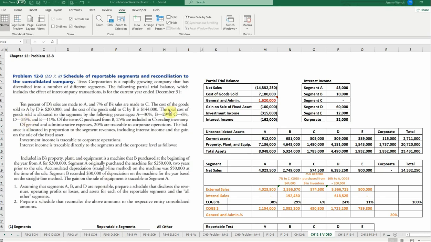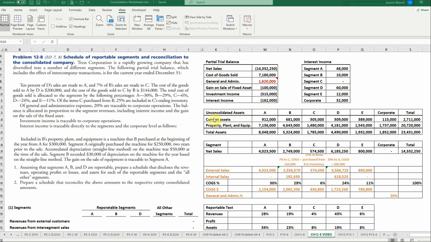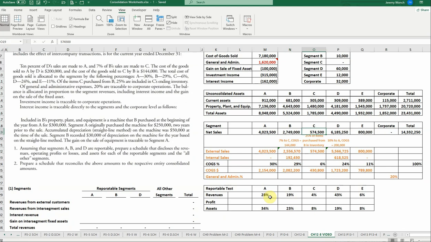So then it also gives us information on the interest income by segment. It gives us information for the assets, so it gives us the current assets by segment. It gives us the property, plant, and equipment by segment. And it also gives us net sales by segment. And so these are in schedules in the book. I just brought them over into Excel so we can actually use the data and make it a little bit easier to do.